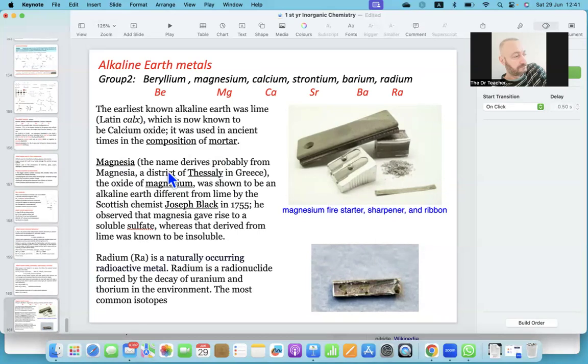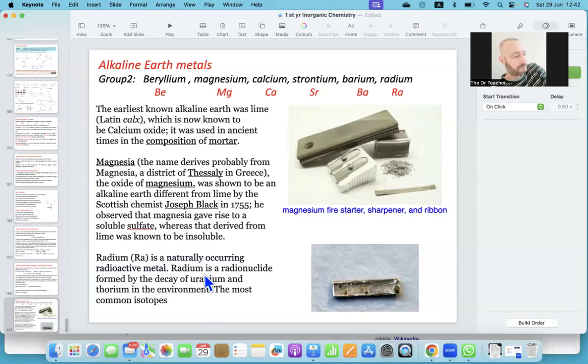Magnesia is the Latin name, or from Greece. Oxide of magnesium was shown to be an alkaline earth different from lime. Scottish chemist Joseph Black observed that magnesia gave rise to a soluble sulfate, whereas the one derived from lime was insoluble.